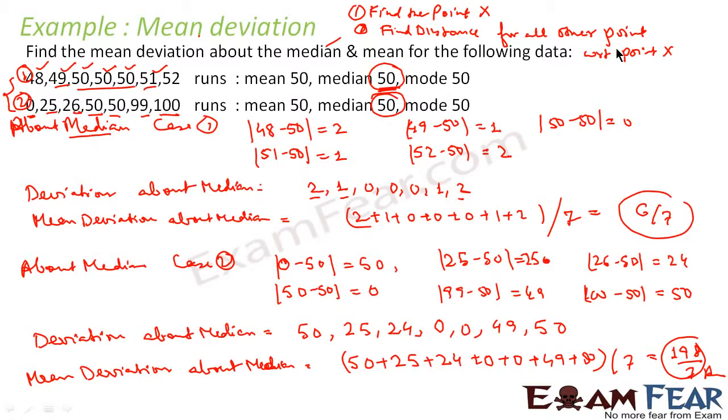Commonly used are mean deviation about median and mean deviation about mean. Here both are the same actually, so the mean deviation about mean will also be the same because the mean is also 50, so the answer will come out to be the same. So that's how you find the answer. You first fix the point, you find the distance about that point from other points, and then you take the mean.